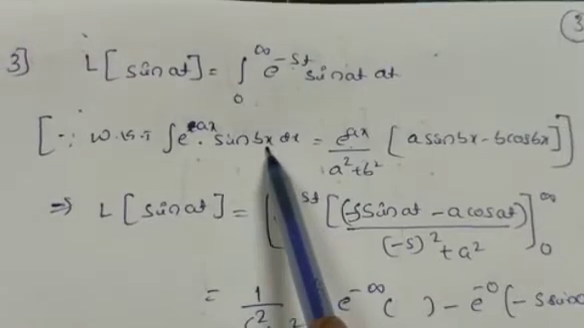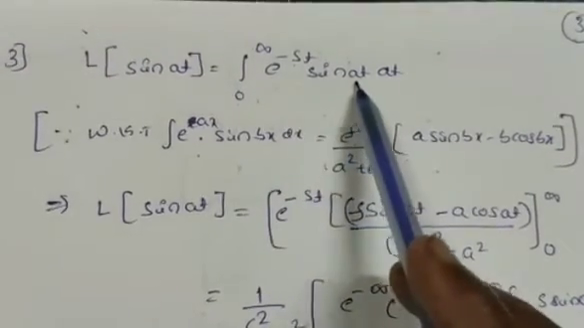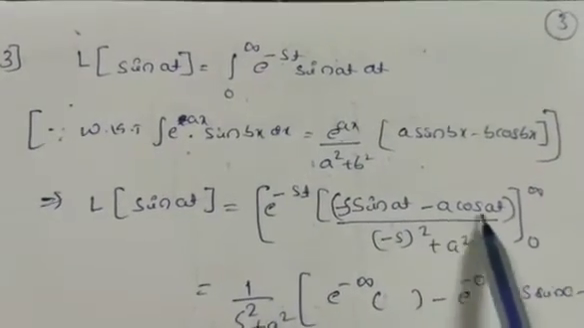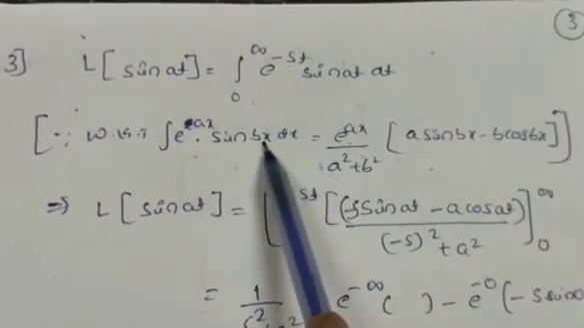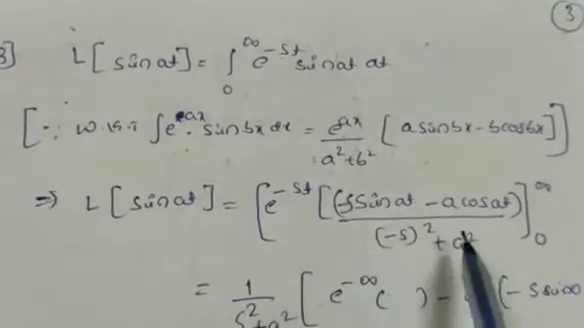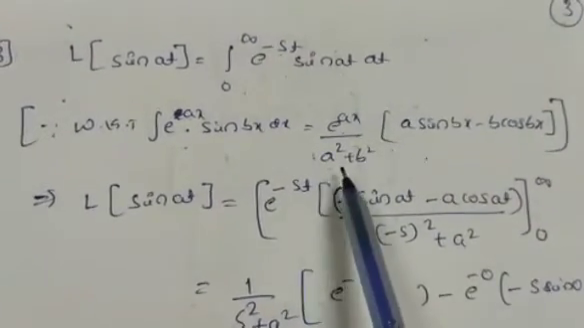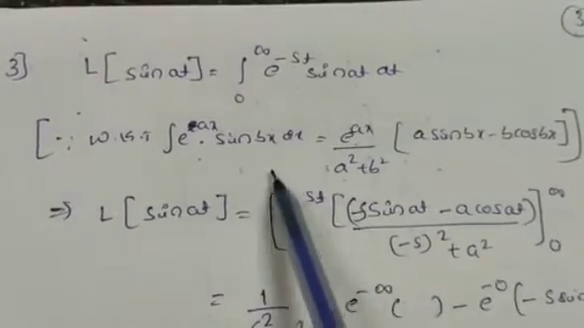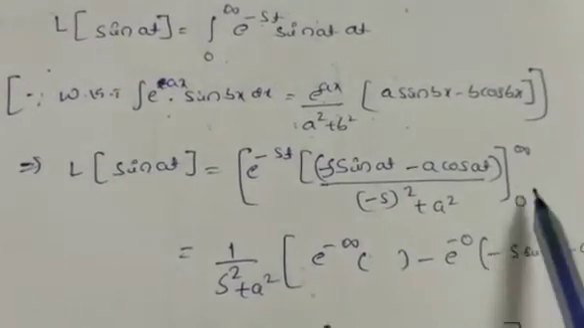So compare these two here. In place of b, in our example it is a. This is minus a cos bx. Bx means what here? Bx is our at. So divided by a square. A is minus s whole square, and plus b is our a, so it is a square, between the limits 0 and infinity.